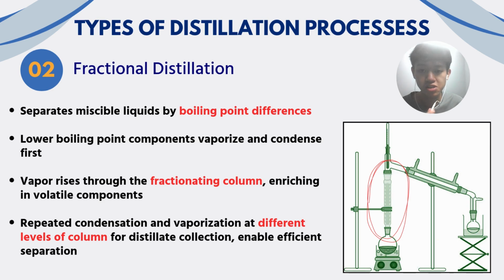Next, fractional distillation is another distillation method that separates miscible liquids based on boiling point differences. The lower boiling point components vaporize and condense first. As the vapor rises through the fractionating column, an example shown in the circle on the right-hand side diagram, it then becomes enriched in volatile components. Repeated condensation and vaporization at different column levels allow for efficient separation and distillate collection.